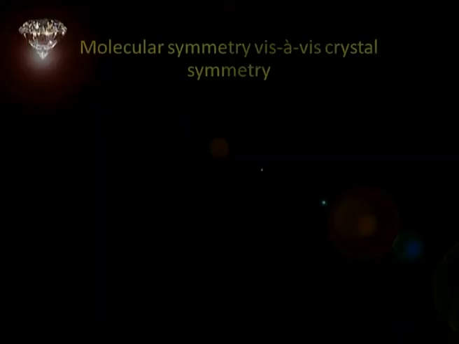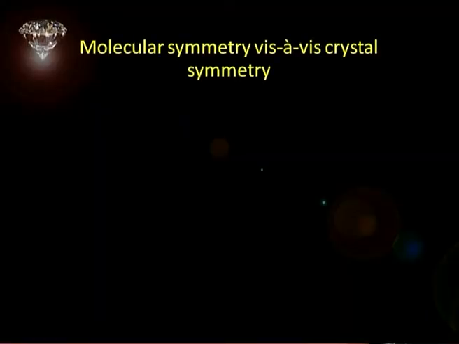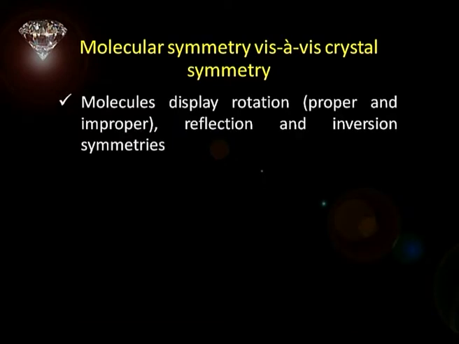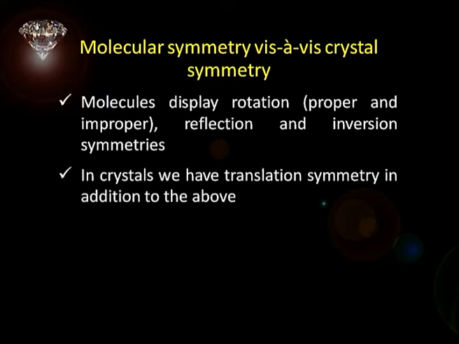Now, let us see in what way crystal symmetry is different from molecular symmetry. The crux of this is that, as we just saw, molecules display rotation, reflection, inversion, etc. But in the case of crystals we have an additional thing, what is called translation symmetry, because that is not there in the case of molecules. Molecules are individual molecules, they have their own symmetry elements.